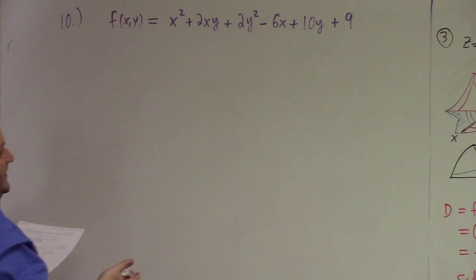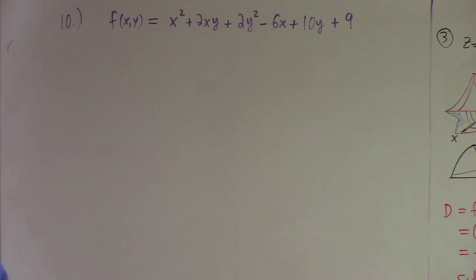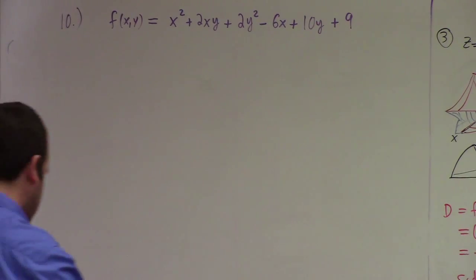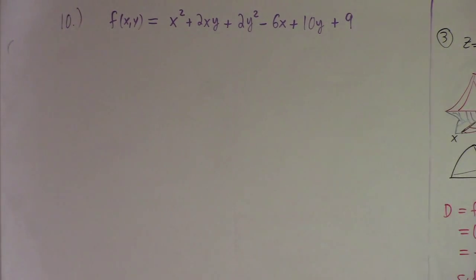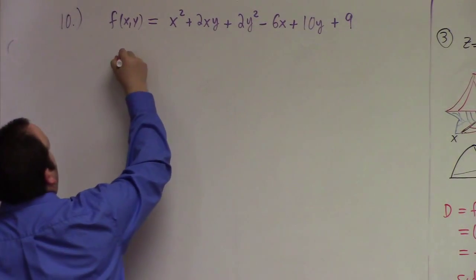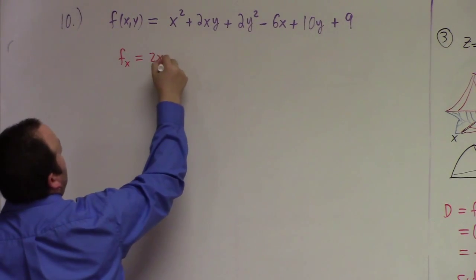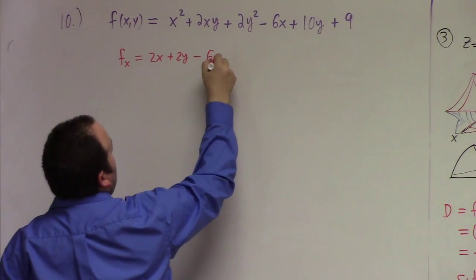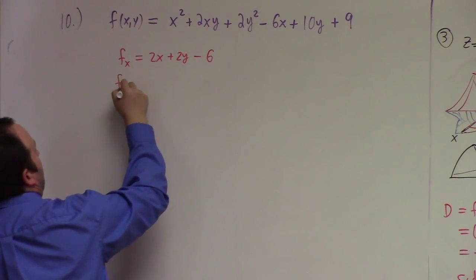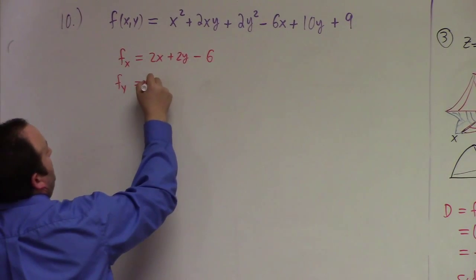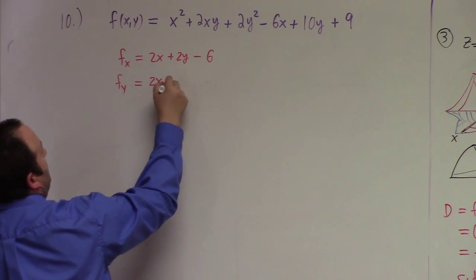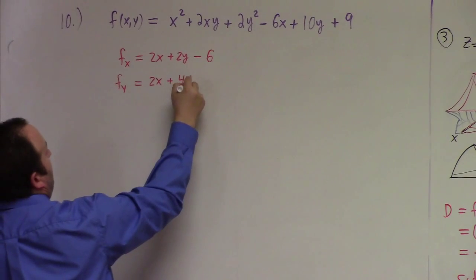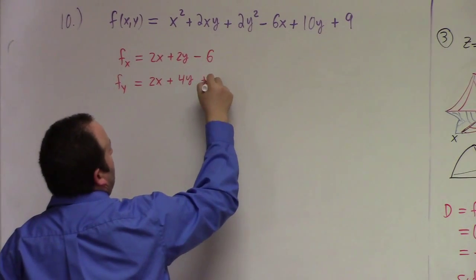All right, so the question again is find critical points and classify them. So we do the same thing again. We calculate the x derivative, calculate the y derivative, set them equal to 0, find the solutions or solution. So fx is equal to what? It's 2x plus 2y minus 6. What's fy? fy is equal to 2x plus 4y plus 10.